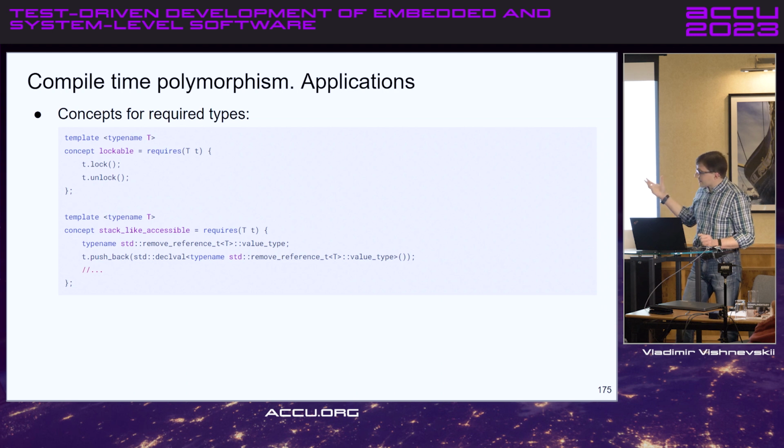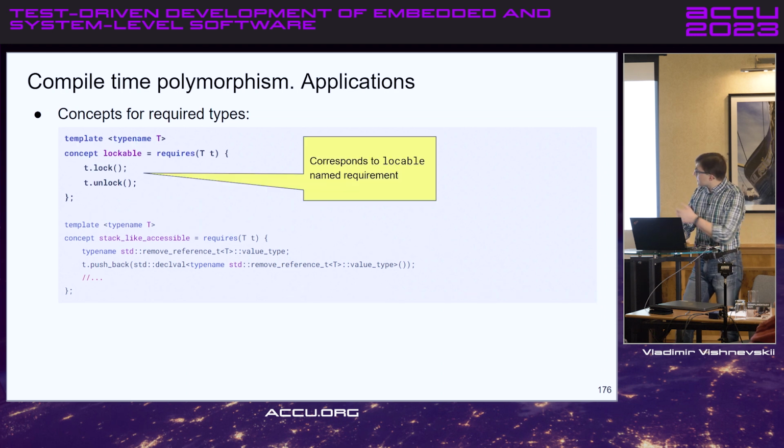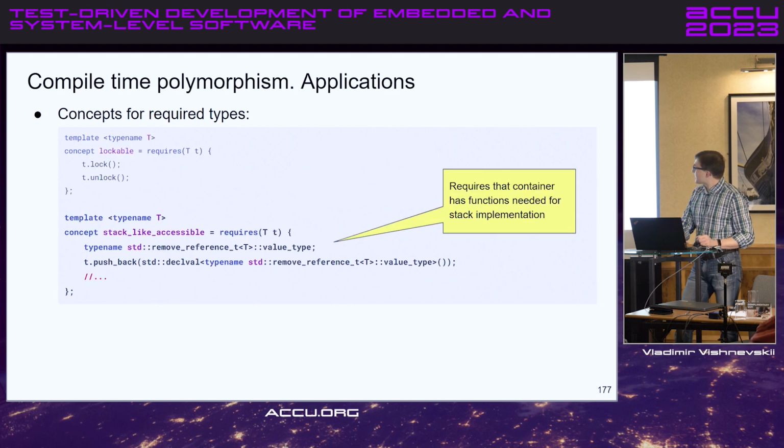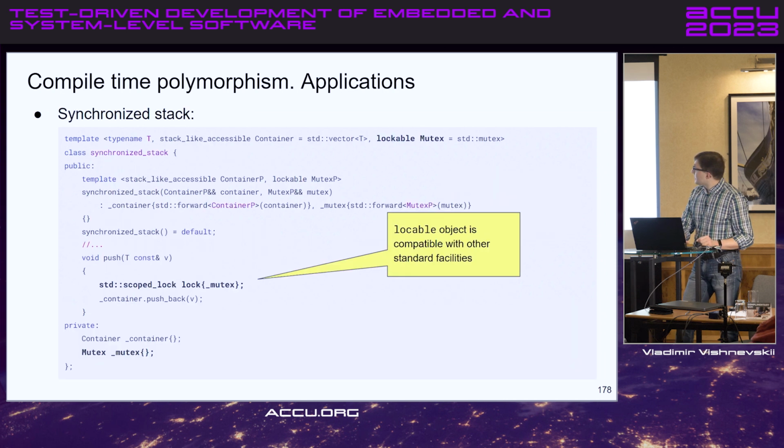And then the template is based on concepts. Those concepts are either this lockable that follows the Lockable named requirement, and something that's stack-like accessible that requires that there are functions available that are needed to implement the stack in the container. Went a bit ahead. So the functions are just constraining and requiring the functions that we will need to implement the stack efficiently. And then we can verify the code.